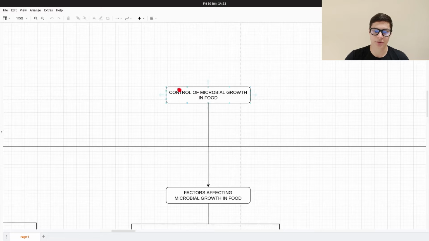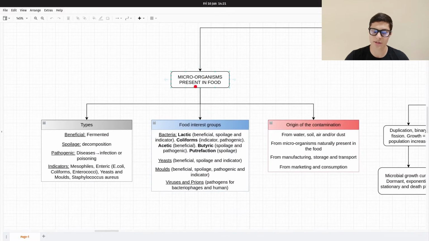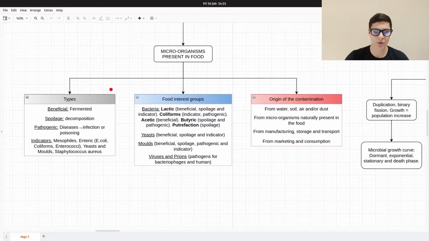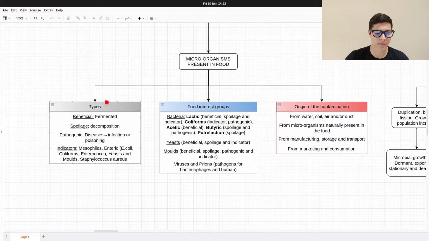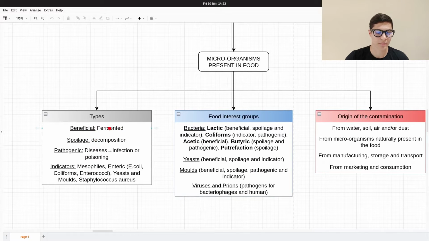When we talk about the control of the microbial growth in food, we first have to know which microorganisms are present in food. So here we have them classified by types. We have the beneficial, the spoilage, the pathogenic, and the indicators. So these four groups are for all the microorganisms we're going to view. The beneficial are the fermented ones, the spoilage cause the decomposition of the food, the pathogenic cause diseases to the hosts, and of course infection and poisoning.